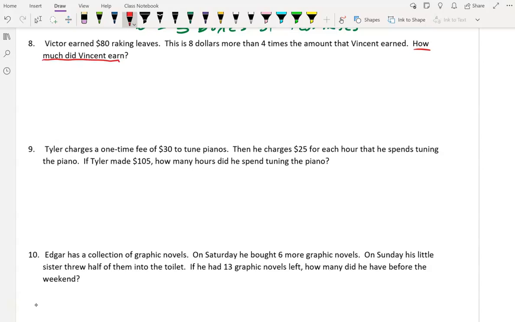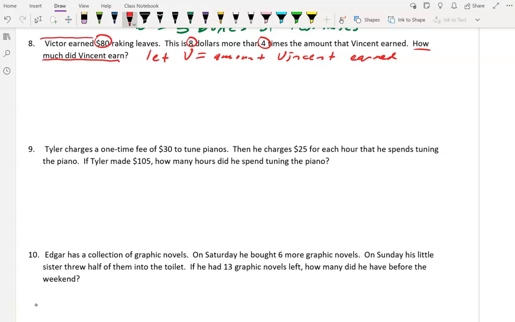And so we are going to let V equal the amount Vincent earned. We're going to circle our numbers. There's $80, $8, 4 times the amount. Okay. And we're going to box our important information.